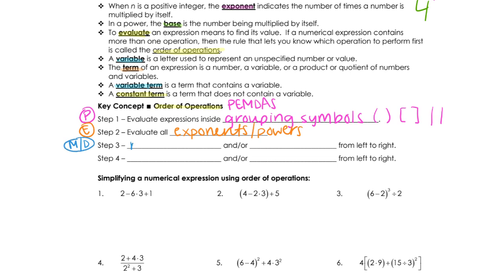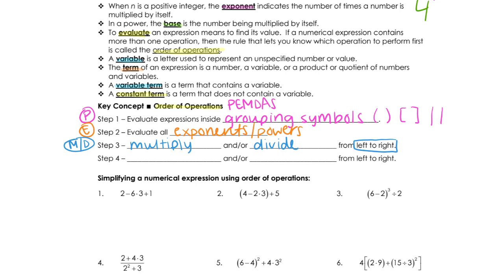So step 3 is multiply and or divide. But this is probably the biggest mistake of PEMDAS that people make: multiplying and dividing happens from left to right. Just because the M comes first in PEMDAS does not mean that that's actually the operation that necessarily has to happen first. It all depends on it being from left to right.